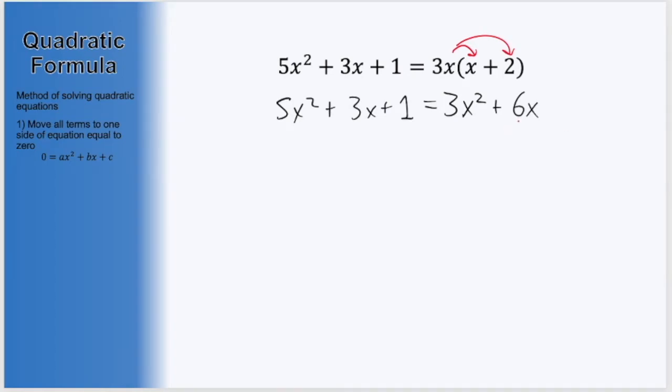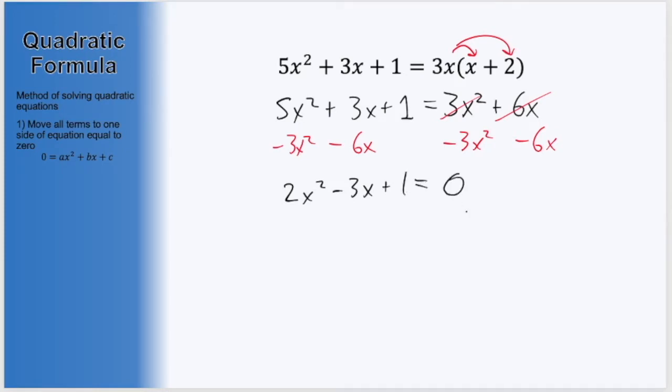Now that everything is distributed, we want to get everything to one side of the equation. I'm going to move everything that's on the right side over to the left, and to do that I will need to subtract it from both sides. Subtracting it cancels it out on the right side. And then combining like terms on the left, 5x squared minus 3x squared gives 2x squared. 3x minus 6x gives me minus 3x. Then I still have this plus 1, and now that will be equal to 0. And with that, we've completed our first step of moving everything over to one side of the equation.